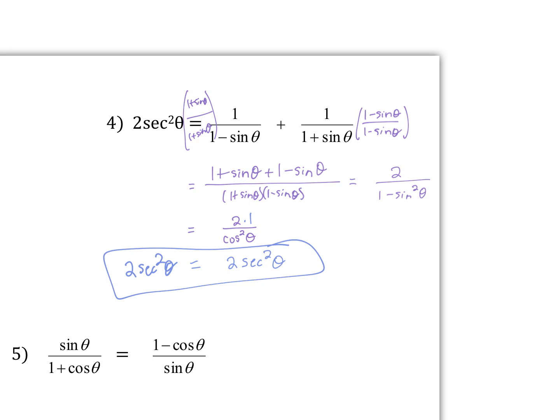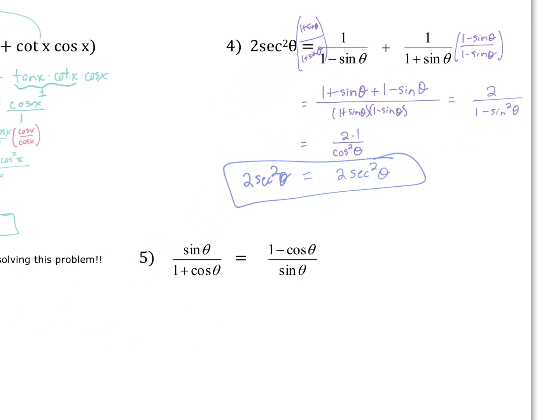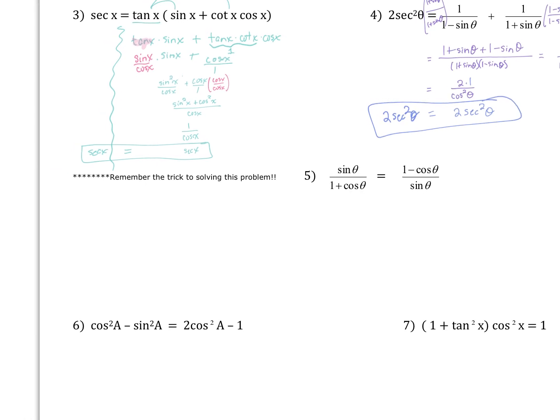All right, last example for what we are going to do now. And this is a really important problem. If you notice, I've put little stars and asterisks. I would suggest that you highlight this, arrows, all kinds of stuff. Remember the trick to solving this problem, because if you do not remember this trick, you're not going to be able to solve this problem. There's not really any other way that you can solve this type of problem unless you remember this trick.